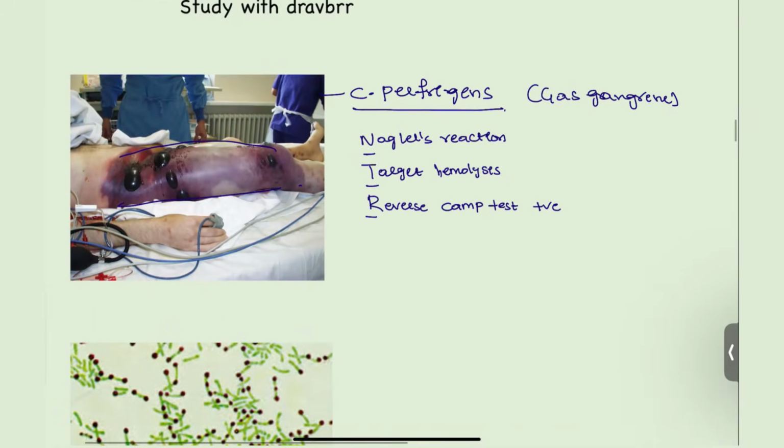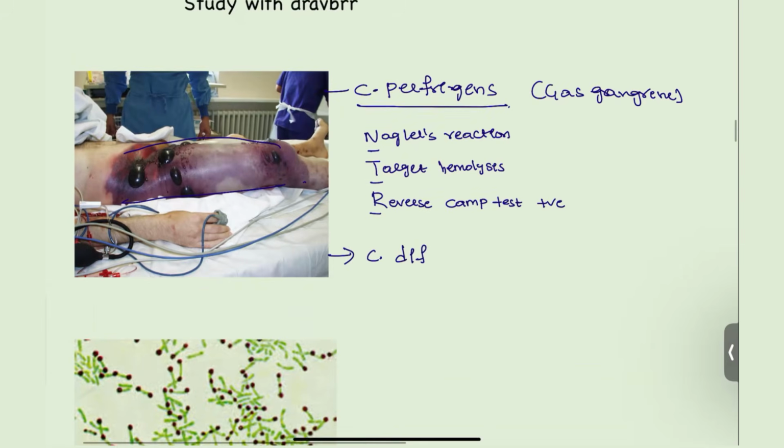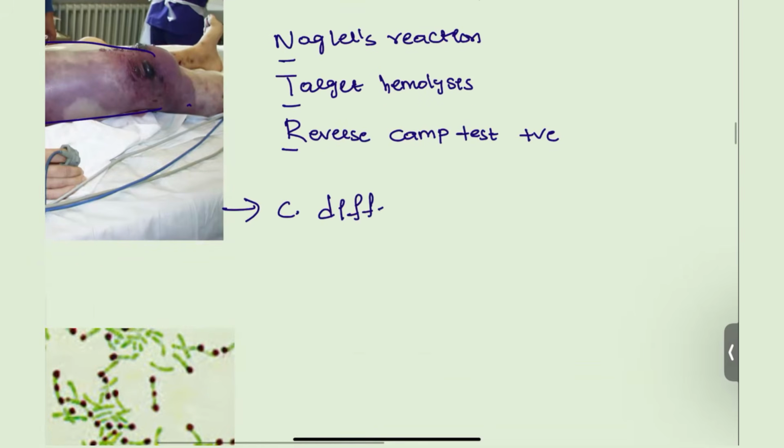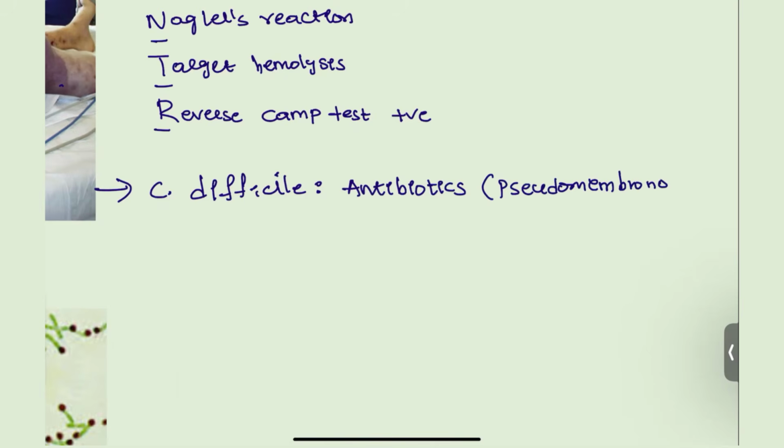Before we end this, we also see Clostridium difficile. Okay, this is a different species. This is going to be caused due to the use of antibiotics. Uncontrolled, irresponsible use of antibiotics causes Clostridium difficile infection. What happens here? Pseudomembranous colitis is seen in these patients.